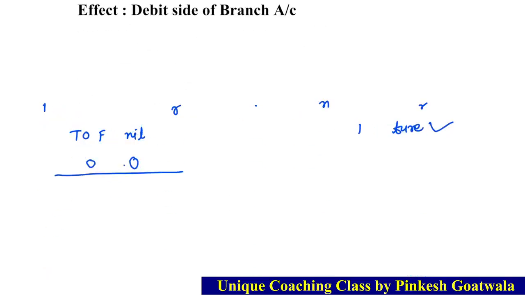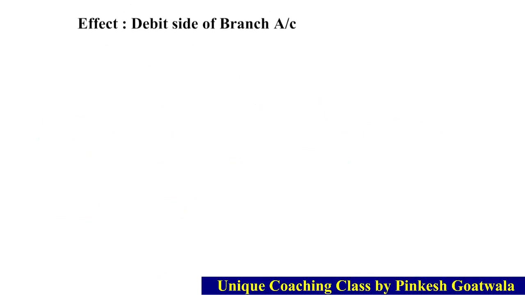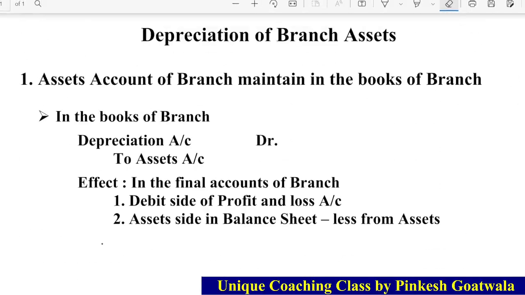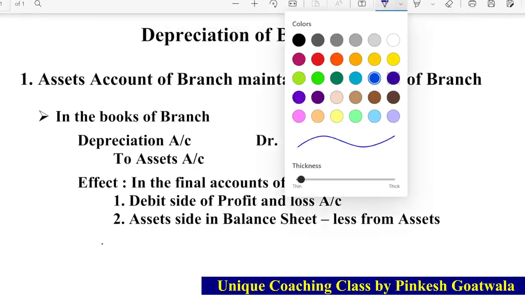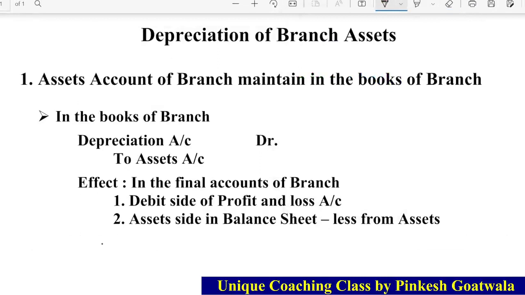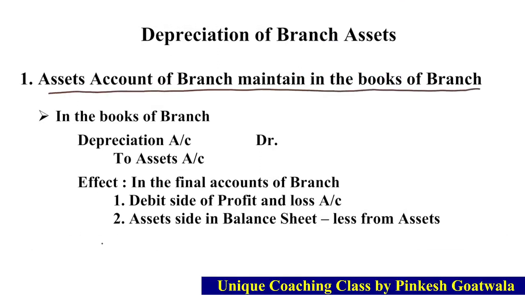Okay, let's again understand all the points one by one. Okay, last time, now let's see all the points in short. First of all, asset accounts of branch maintained in the books of branch. It means that branch has the asset, and what does it do in its books?